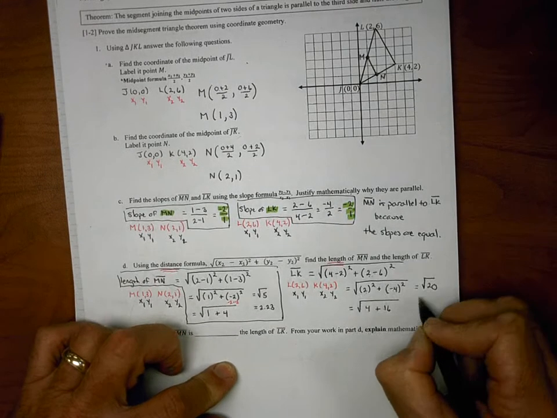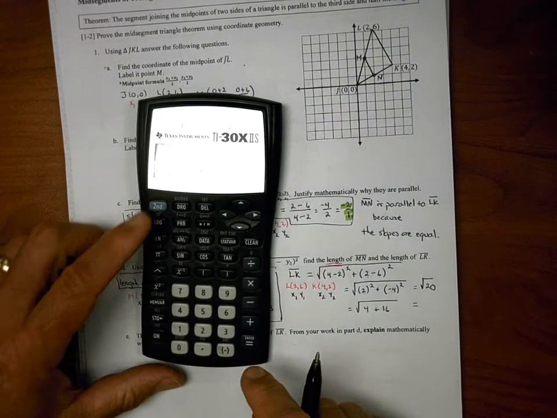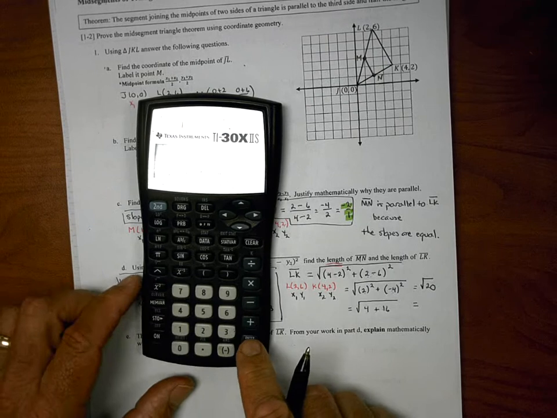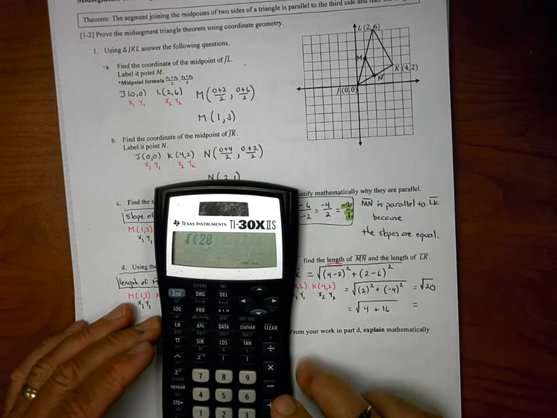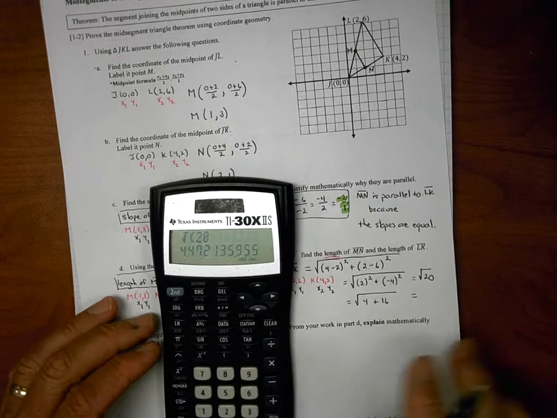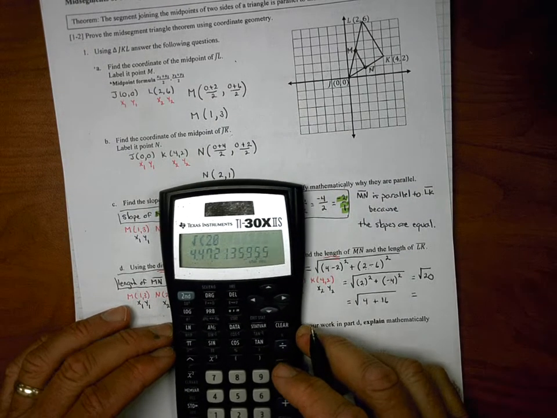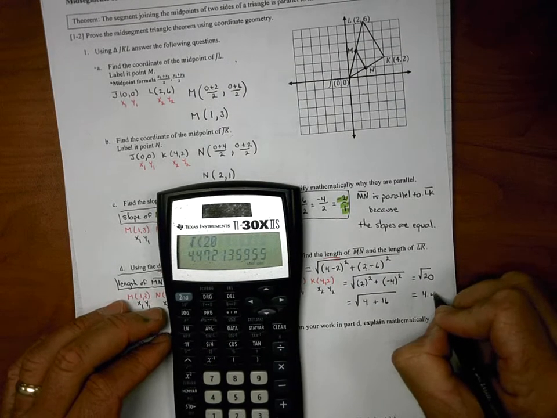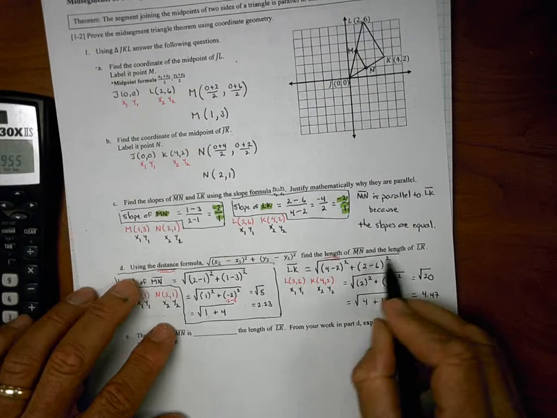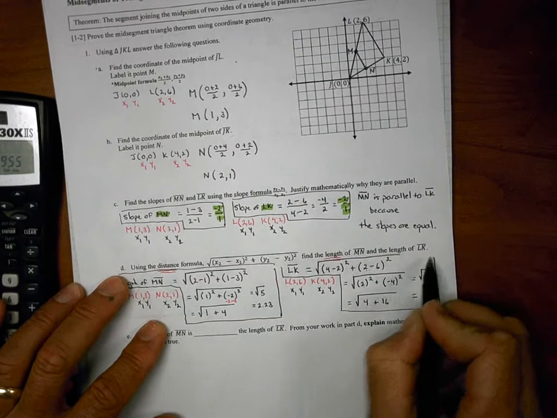I work that out, and now I get a calculator out. I find out what the square root of 20 is. And you can see, well, you can't see because I have a nasty glare there. There we go. So you can see the square root of 20 is 4, and I'm just going to write 4.47. I'm not going to write any more decimals past that. So what is the length of L to K? Well, that is 4.47.